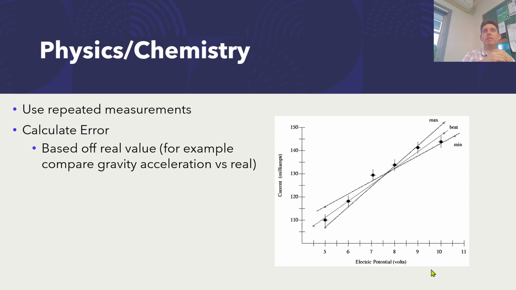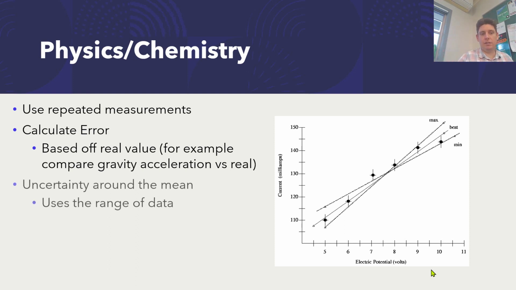It's based off the real value, which past experiments give us. The example I love to use is the gravity acceleration constant, which is 9.8. So doing your experiment, you might get 6 instead of 9.8. So that's the error. It's the difference between the 6 and the 9.8. Real versus calculated. Uncertainty is different again.